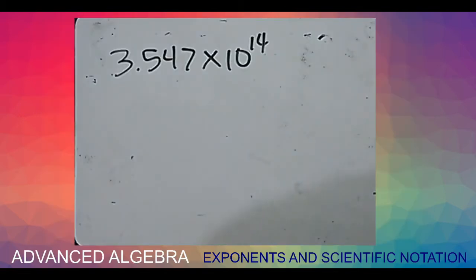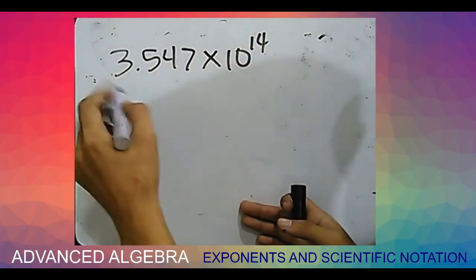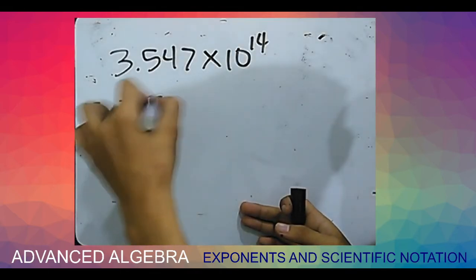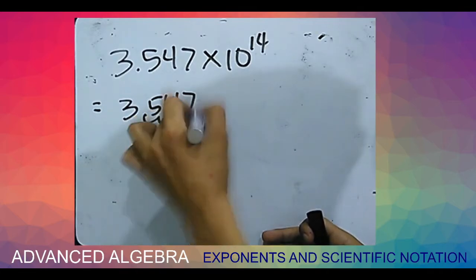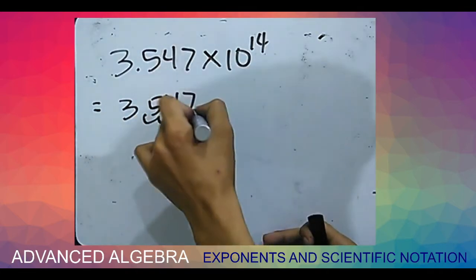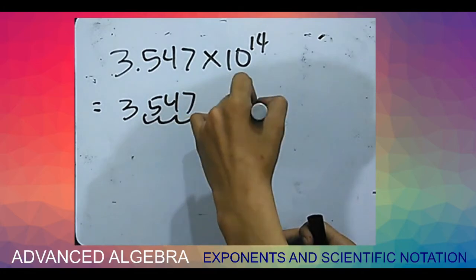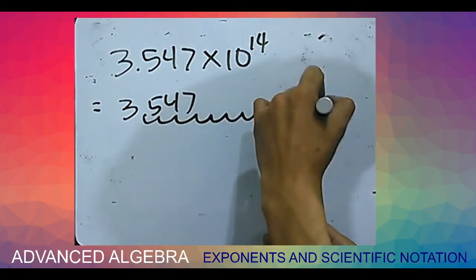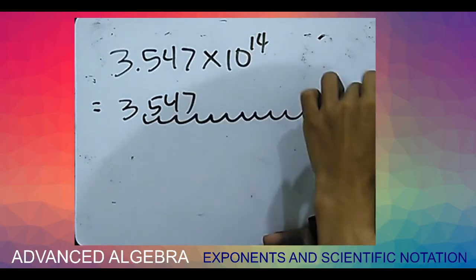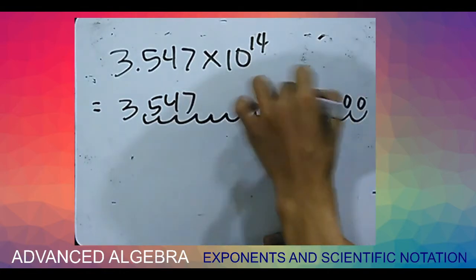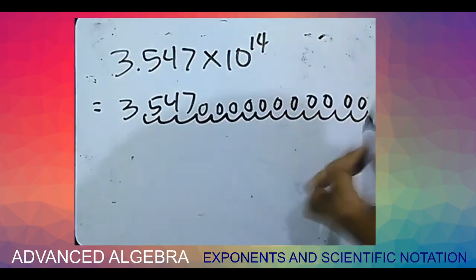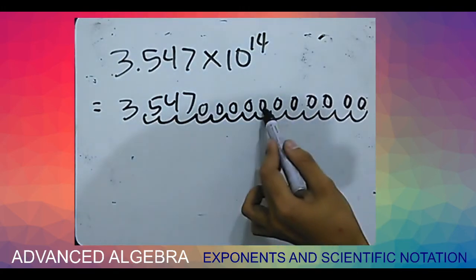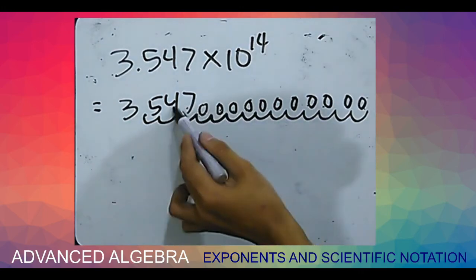Okay, so 3.547 times 10 to the 14th power. Gawin natin, i-move natin ang decimal. 1, 2, 3. 14 dapat. 3 pa lang tayo. 4, 5, 6, 7, 8, 9, 10, 11, 12, 13, 14. Lalagyan lang natin siya ng 0. Okay? 1, 2, 3, 4, 5, 6, 7, 8, 9, 10, 11, 12, 13, 14.